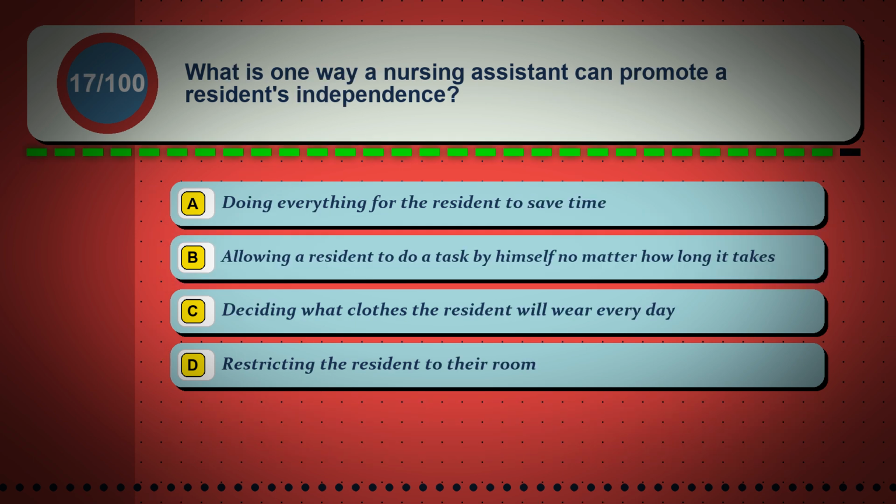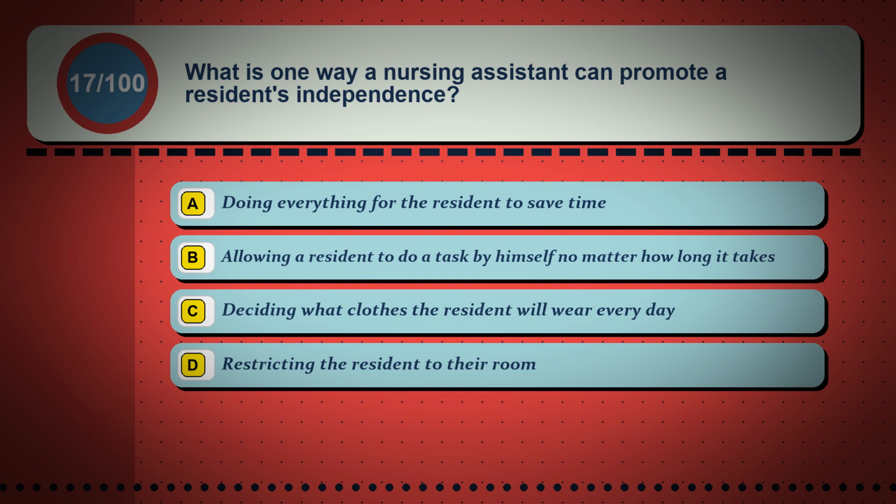Question 17. What is one way a nursing assistant can promote a resident's independence? Option A, doing everything for the resident to save time. Option B, allowing a resident to do a task by himself no matter how long it takes. Option C, deciding what clothes the resident will wear every day. Option D, restricting the resident to their room.